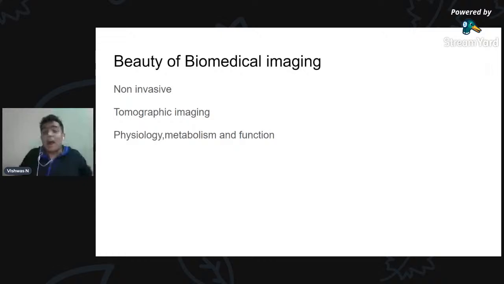Tomographic imaging is basically computer assisted, where tomography is one such technique where you're involving a lot of mathematical calculations in order to get that brief understanding of what this technology is all about.